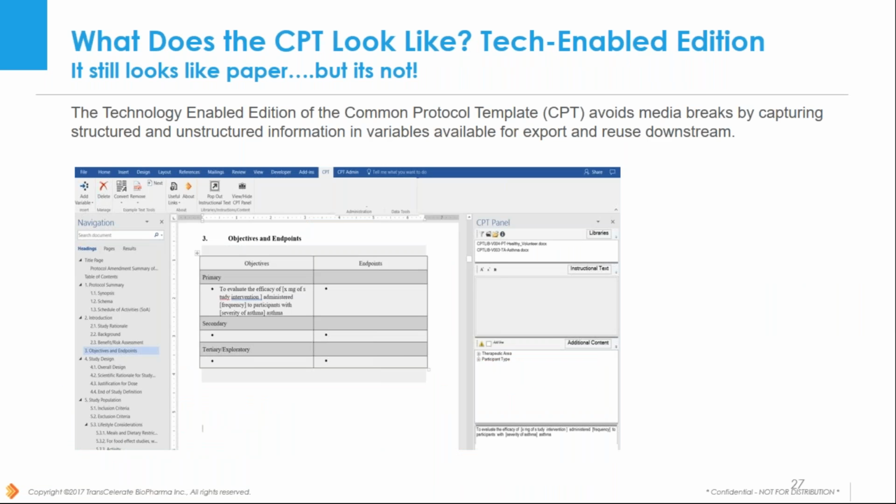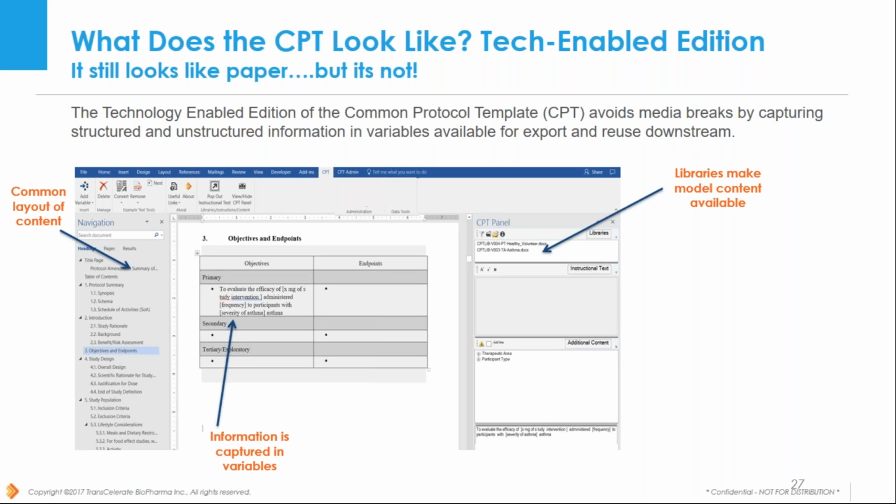To build upon that, we have the tech-enabled edition. So while it may look a lot like paper, it's quite different. The main functionality of this template, again, is that we populate content in variables where we're able to then export and reuse that information downstream. So how is this built together and how do you navigate?